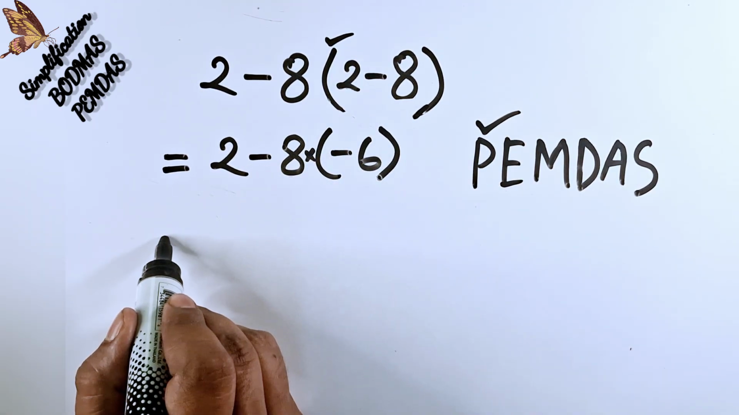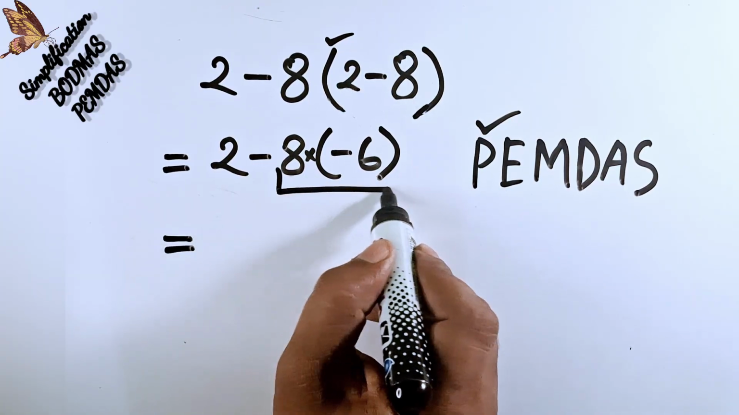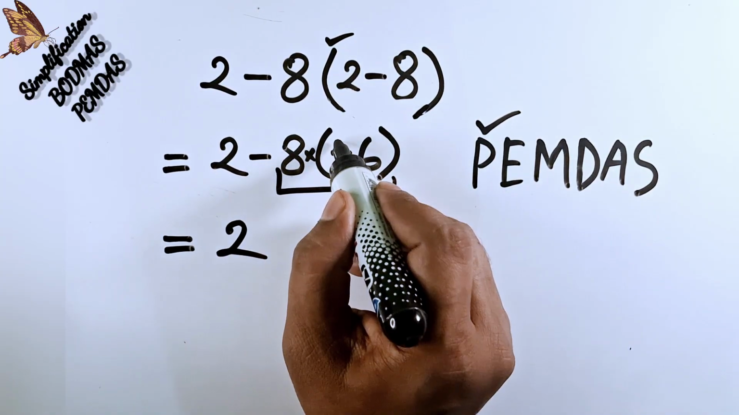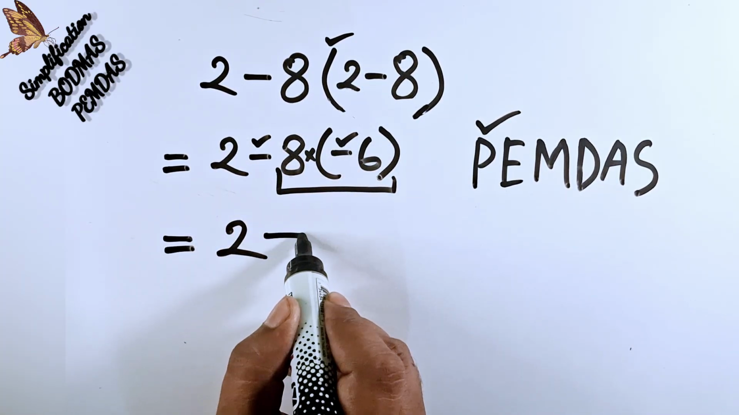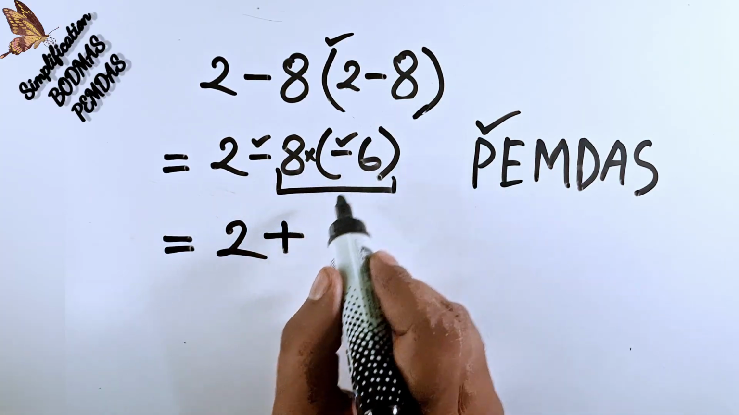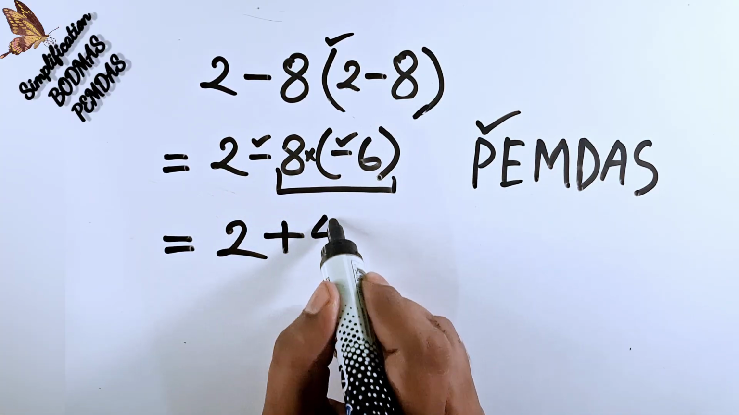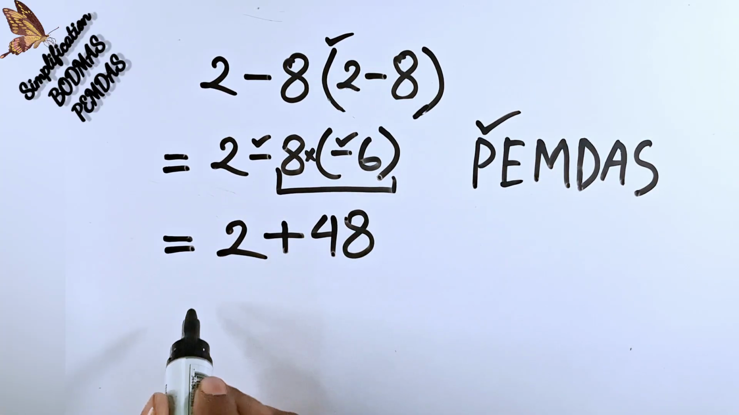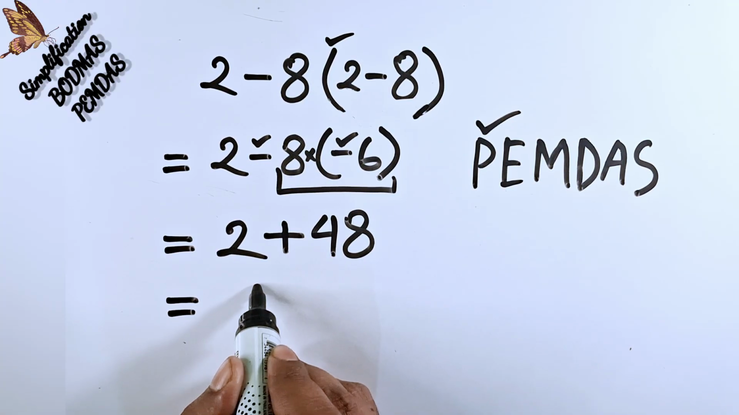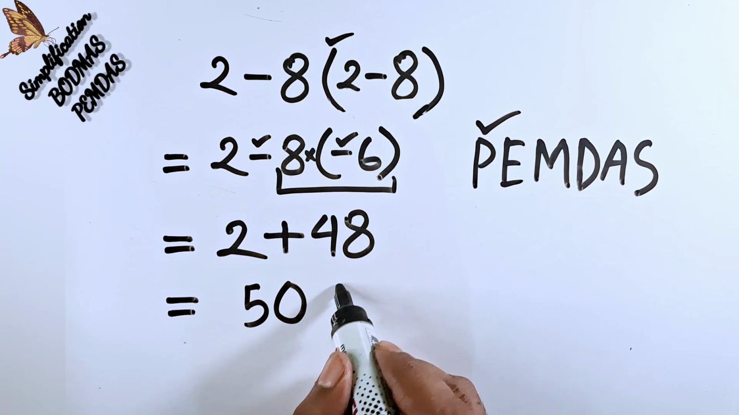If we eliminate the parenthesis, we can multiply with 8. So negative 8 multiplied by negative 6 is equal to positive 48. So 2 plus 48 is equal to 50. This is the answer.